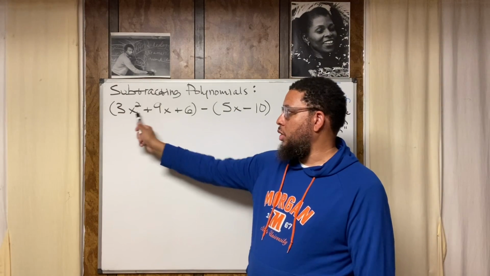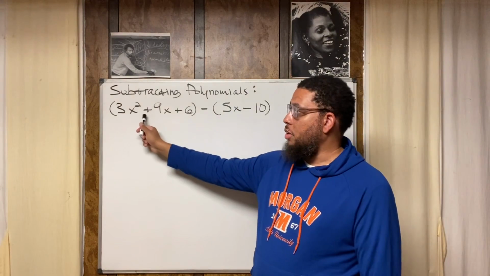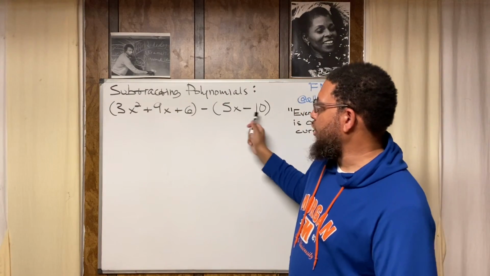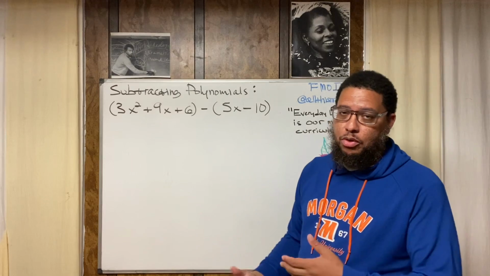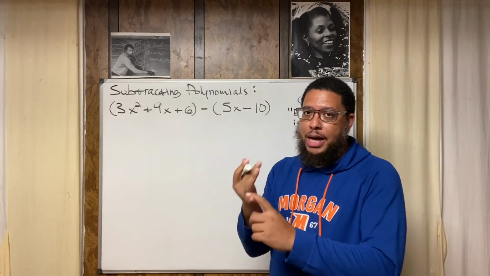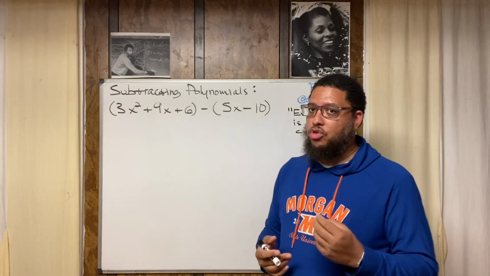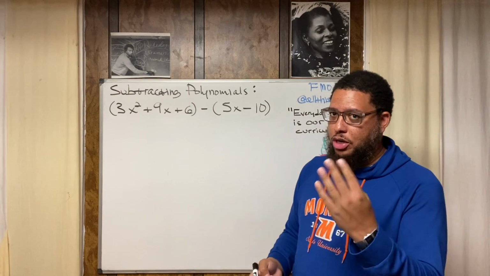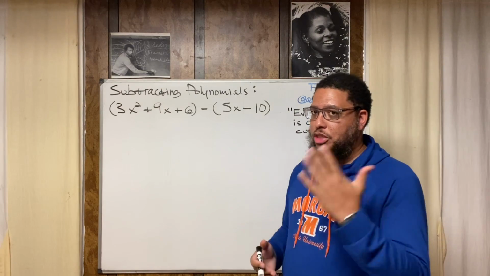Why? Because it has 1, 2, 3 terms. Terms are separated by plus or minus signs. This is called a binomial, which is a type of polynomial. Poly means more than one. It could be a binomial, which is 2 terms. It could be a trinomial, which is 3 terms. It could be a 4-term polynomial, which is 4 terms, or a 5-term polynomial, which is 5 terms.